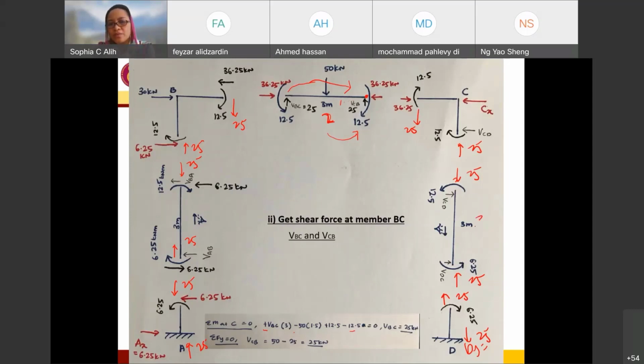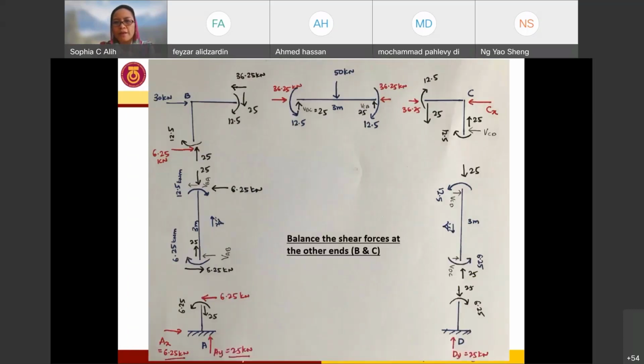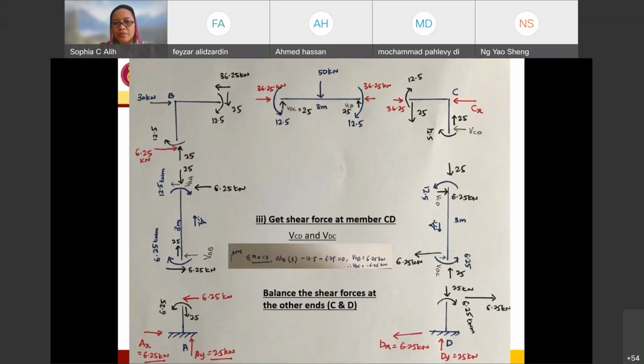Now I have to look into my third element. This is the thing that we have balanced all together, and from there we balance it with the other one. So we need to get the shear force at member CD. So member CD over here, number 3. Now for member CD also, we look into this direction. So we'll have VCD and also VDC over here.